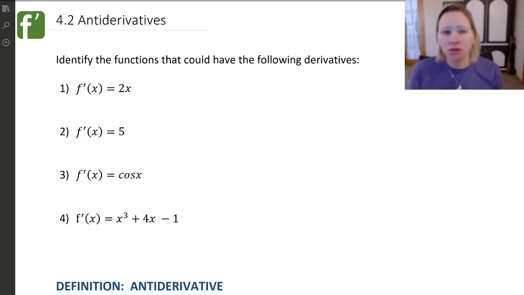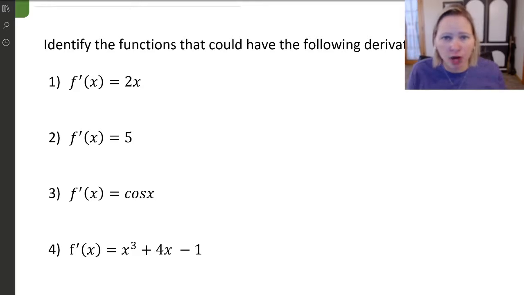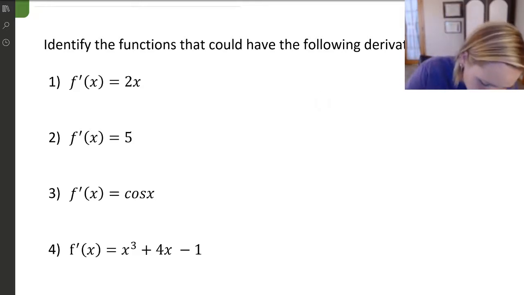Well, anti means the opposite when we're talking British English. And who developed calculus but Europeans? And what type of English do Europeans speak? They speak the King's English, right? So British English. So antiderivative really just means we're going to take a derivative and go backwards and figure out what function it came from. So when I identify some functions that could have the derivatives of these four things listed here, I want to think about, well, where did it come from, right? So what could be the original function for number one?